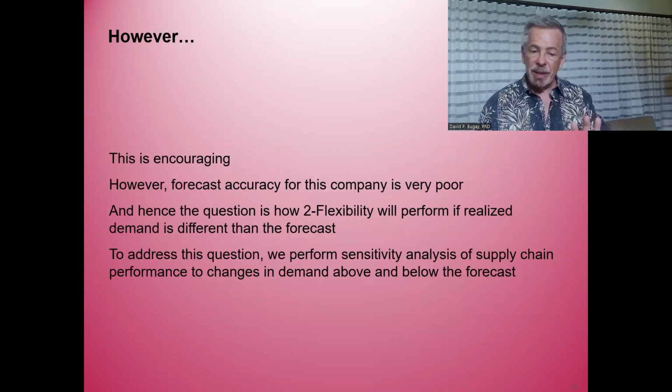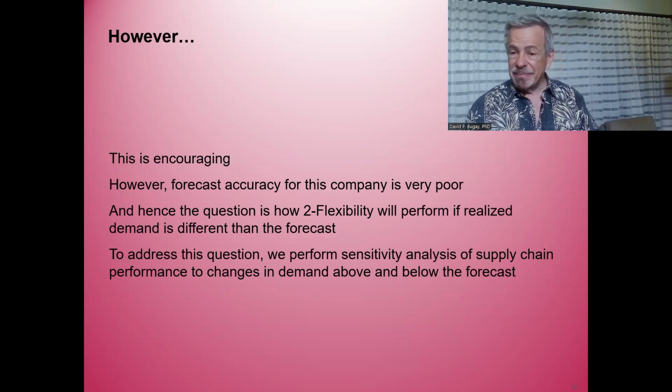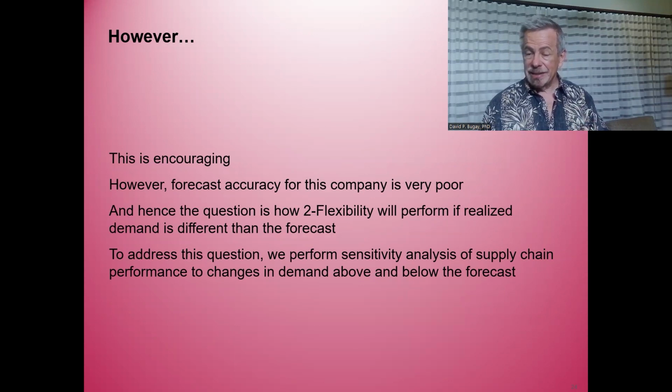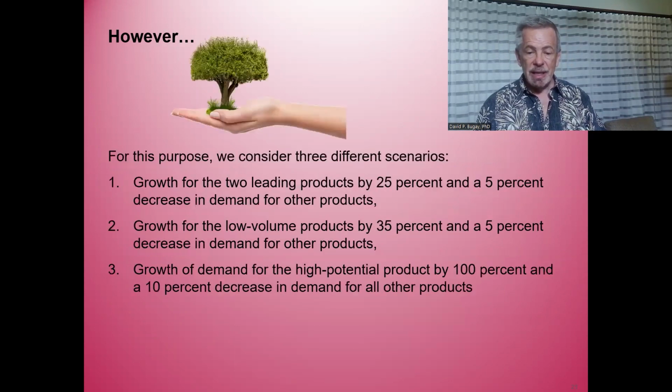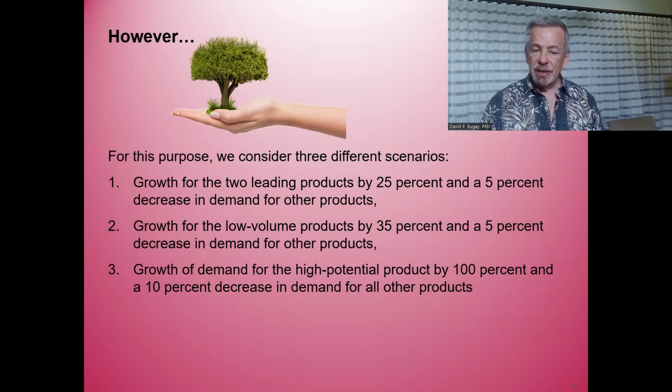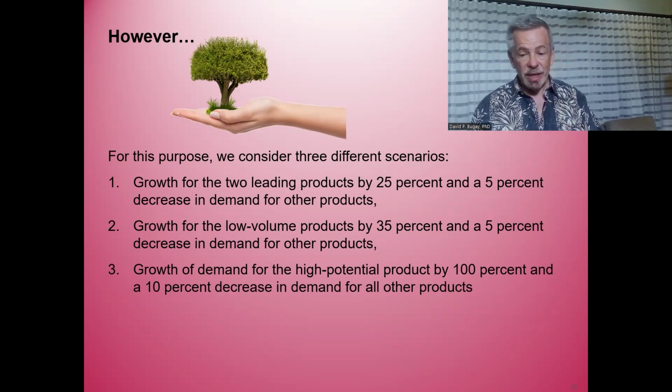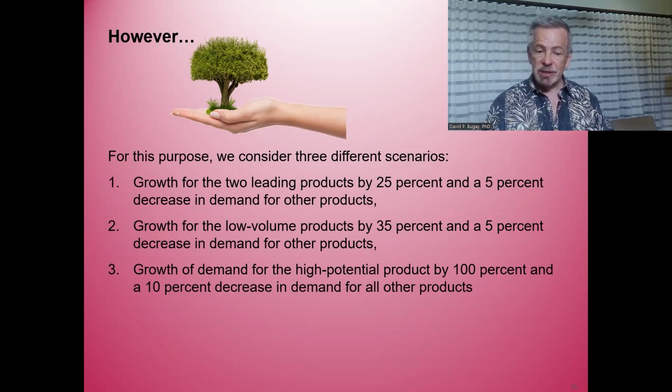It's going to take a little bit, but really, if you tweak that forecast accuracy, and by the way, sometimes no matter how good that forecast is, you know it's going to be wrong. As long as you're in the ballpark of that 90% plus, life can be good. It just depends. But overall, look at the different scenarios. Growth for 2 leading products by 25%, 5% decrease in demand. So that's why you have different scenarios.